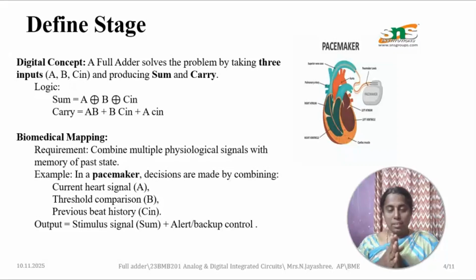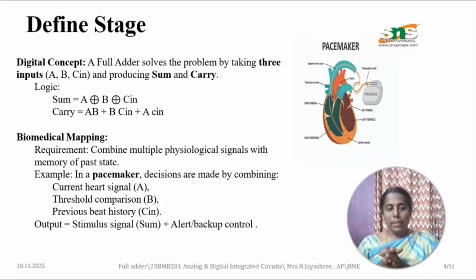We already saw that to overcome the half adder we go for the full adder. Similarly, here the full adder solves the problem by taking three inputs and producing sum and carry as the outputs. Sum is equal to A XOR B XOR Cin, and carry is equal to AB plus BCin plus ACin, where Cin is the additional input added to the half adder so that we get the full adder circuit.